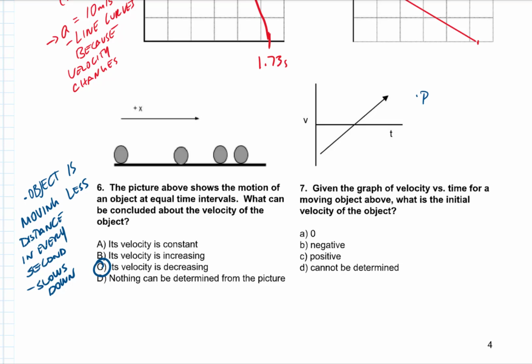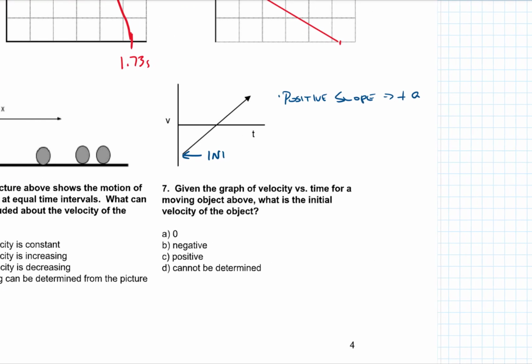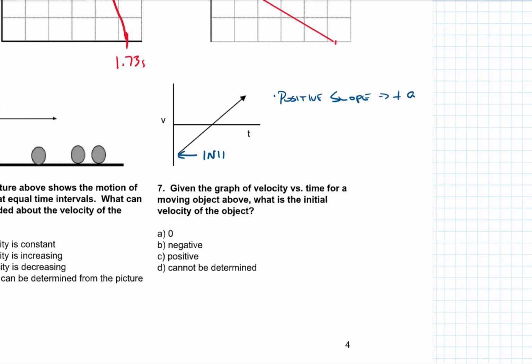For 7, we're looking at a velocity versus time graph. We know that we have positive slope, so we have positive acceleration. I see that the initial velocity is 0. I'm sorry, the initial velocity is negative. That's all we're after there.